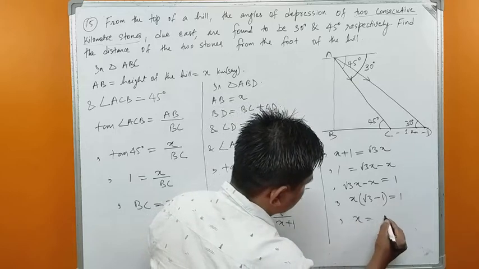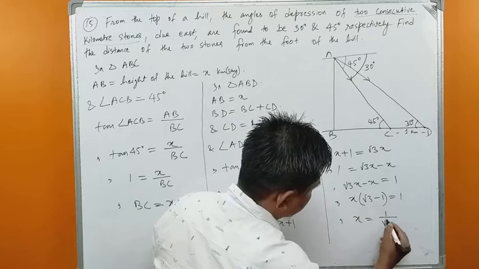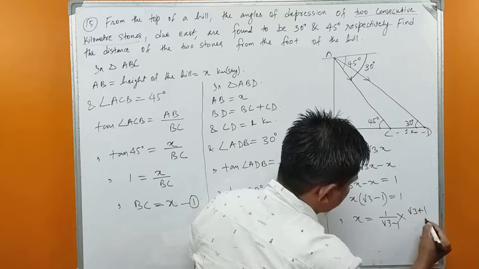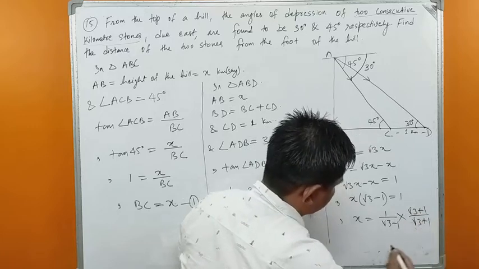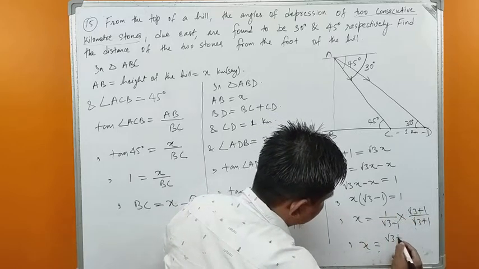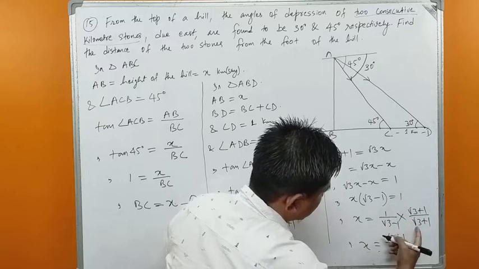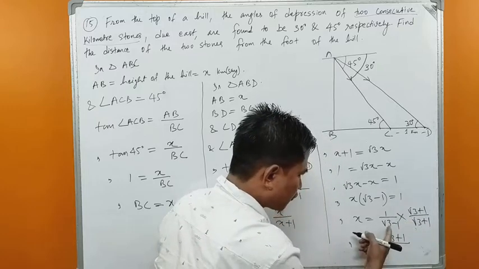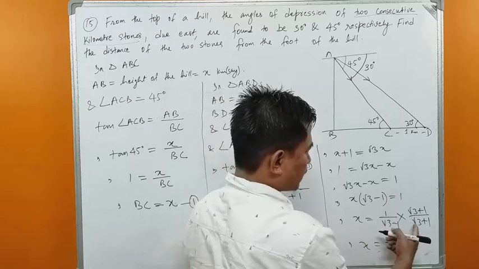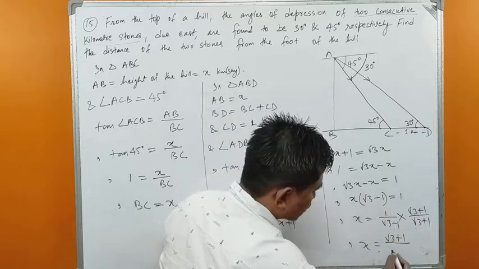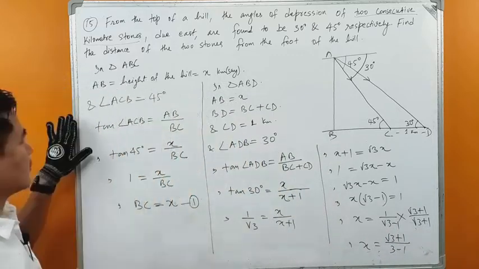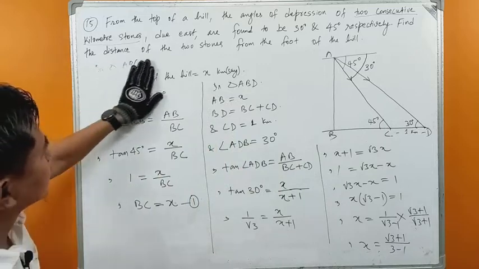Or x equals 1 upon root 3 minus 1. So let us rationalize this by multiplying by root 3 plus 1 upon root 3 plus 1. Then x equals root 3 plus 1 divided by a minus b into a plus b, where root 3 is a and 1 is b. So a minus b into a plus b is a square minus b square: root 3 square is 3, minus 1 square is 1.